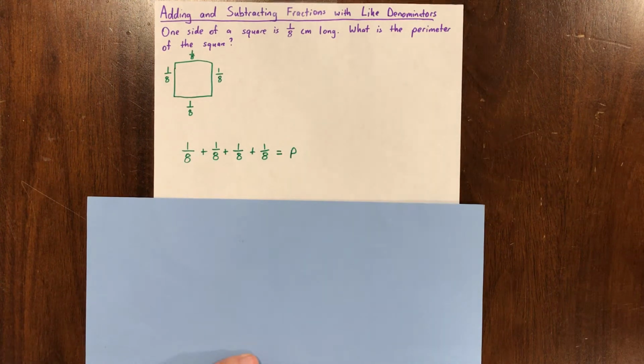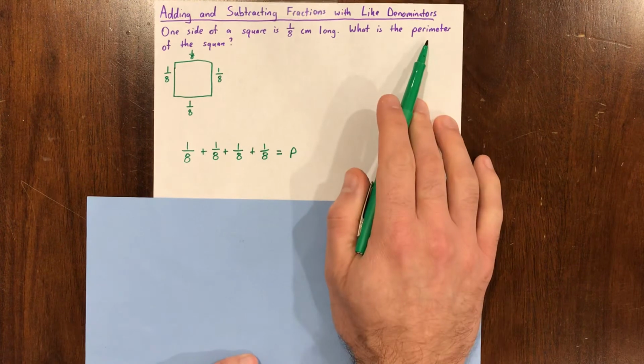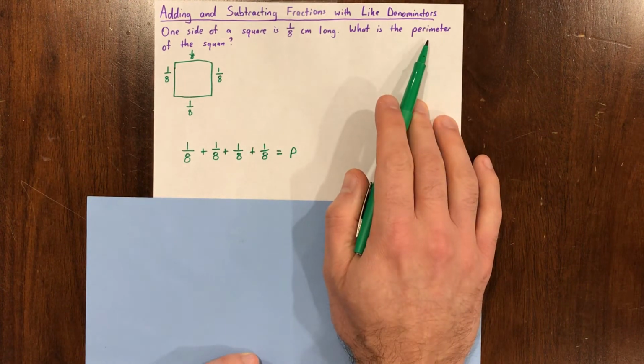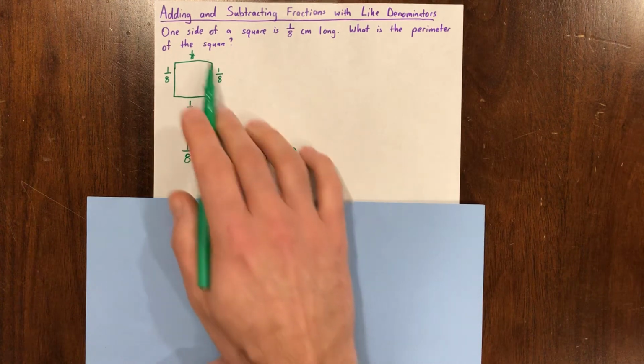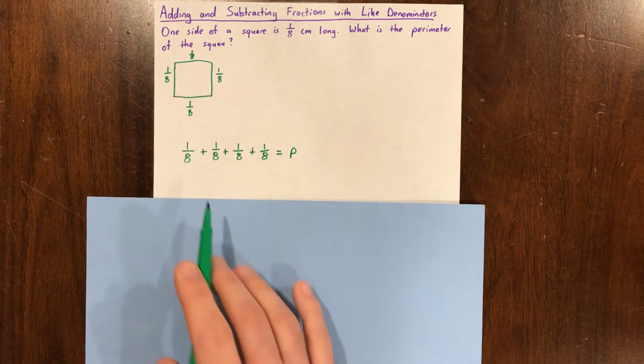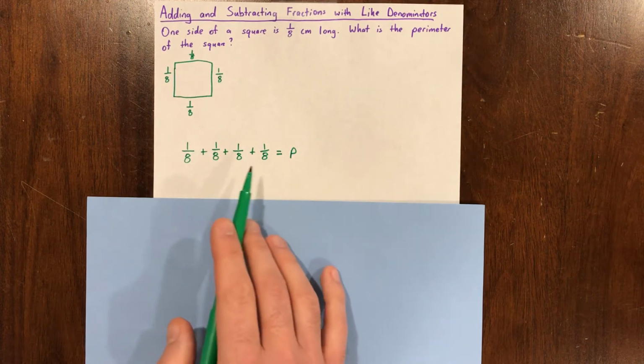Yeah. In the problem, we're being asked to find the perimeter. And we know that we find the perimeter by adding up the total of all the sides. So each side of the square is 1/8, and there's 4 sides, so we need 1/8 plus 1/8 plus 1/8 plus 1/8.